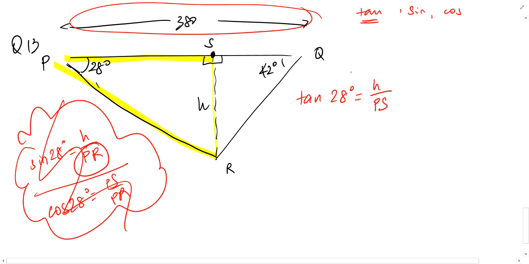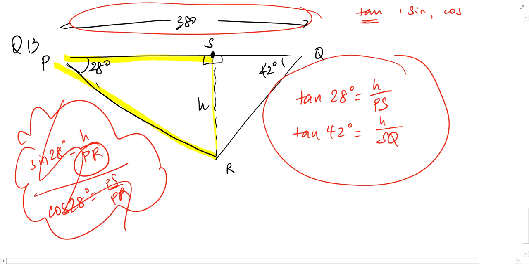What is another equation that I can form? Tangent 42 degrees equals to H over SQ. Absolutely correct. However, now I have three unknowns in two equations. Everybody knows that three unknowns I cannot solve with two equations. I only can solve two unknowns with two equations. Is there a way to reduce the number of unknowns? What is this SQ actually? 380 minus PS. Now you have two equations with two unknowns.